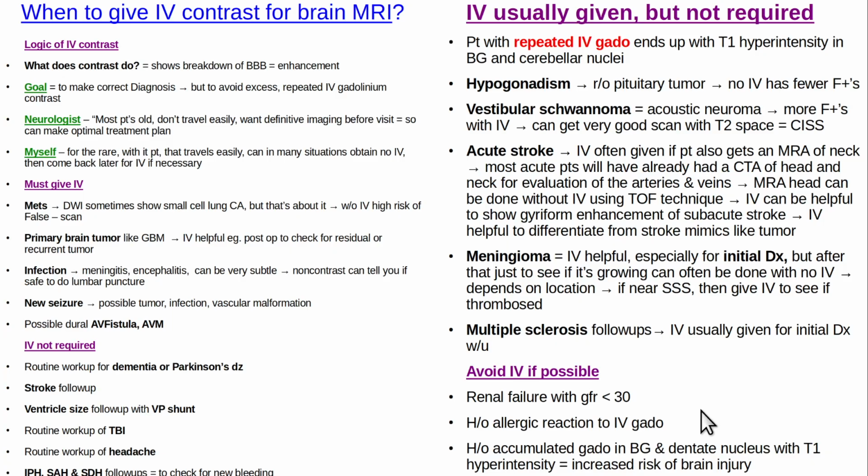And if the patient's already got known accumulation of gadolinium contrast in their basal ganglia and the deep cerebellar nuclei, like the dentate nucleus, with characteristic T1 hyperintensity on a non-contrast scan, then you keep giving more, they're going to accumulate more, so you'd want to avoid doing that. So anyways, that's a pretty thorough overview of the common questions that come up about giving IV contrast for brain MRI, so hope you found that helpful.